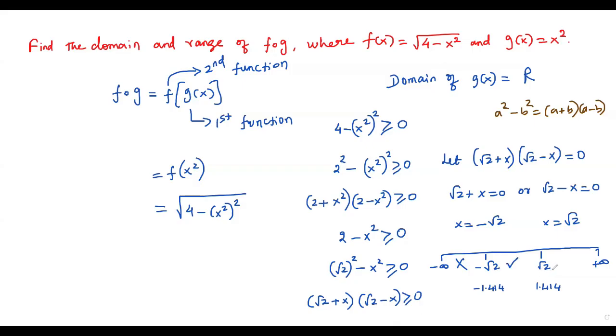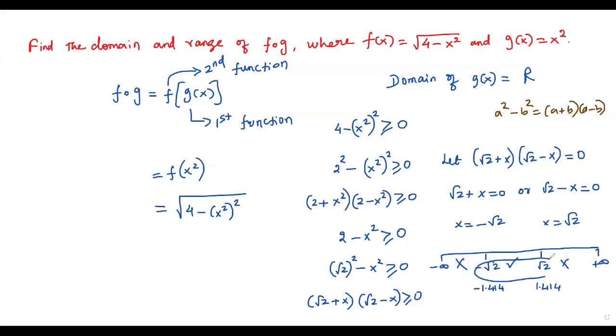Now let's verify the third interval as well. Since this value is 1.414, let me take a random value in this interval, 3. When I plug in x equals 3 in this one, it is already positive. When x is positive 3, this factor is always positive. The value of this one is 1.414. When I take x equals 3, 1.414 minus 3 will become a negative value. So a positive value times a negative value will become a negative value. A negative value greater than or equal to 0 is not true. So we can reject the third interval as well.